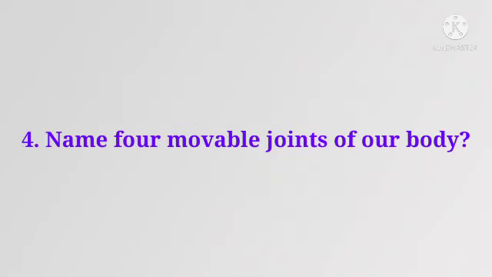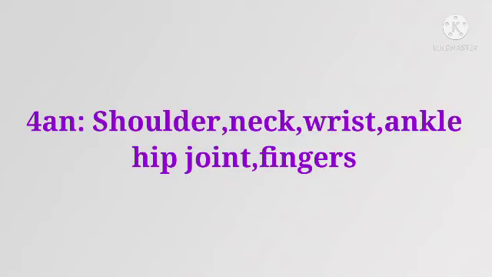Next one, name 4 movable joints of our body. You can write any 4 movable joints: shoulder, neck, wrist, ankle, then hip joint, fingers, or any other movable joints you can write. Okay, so this much is enough for today's class.